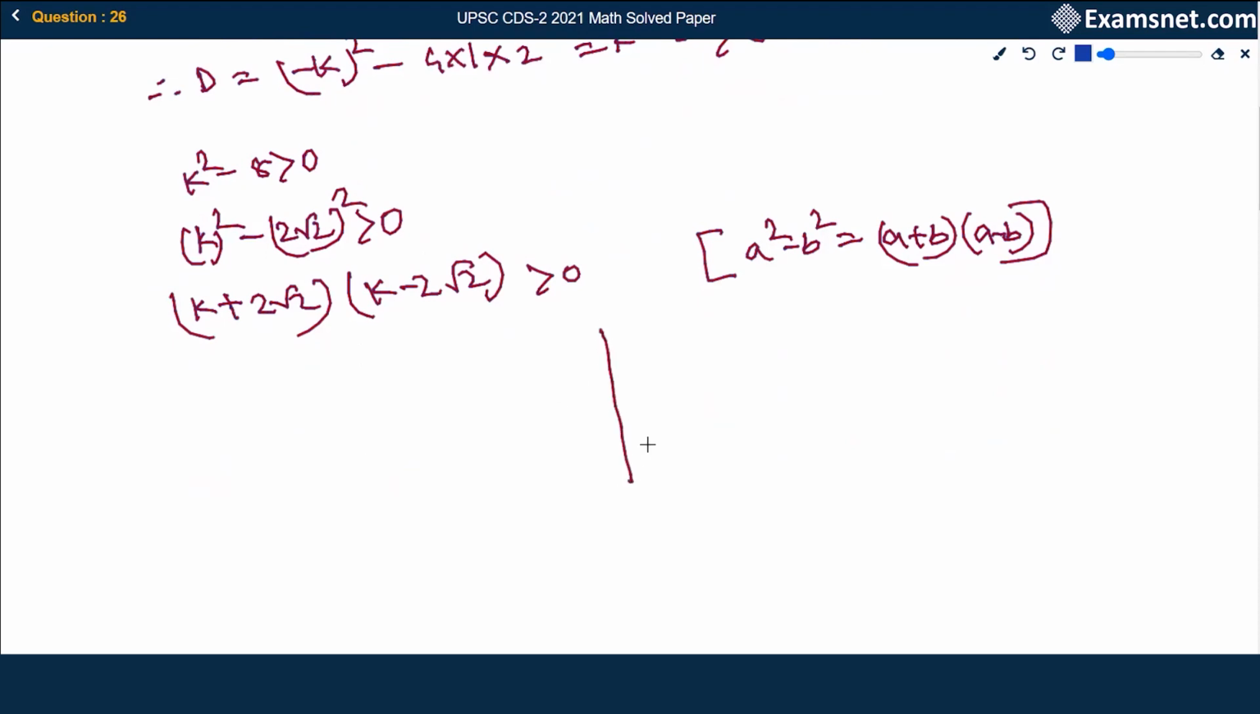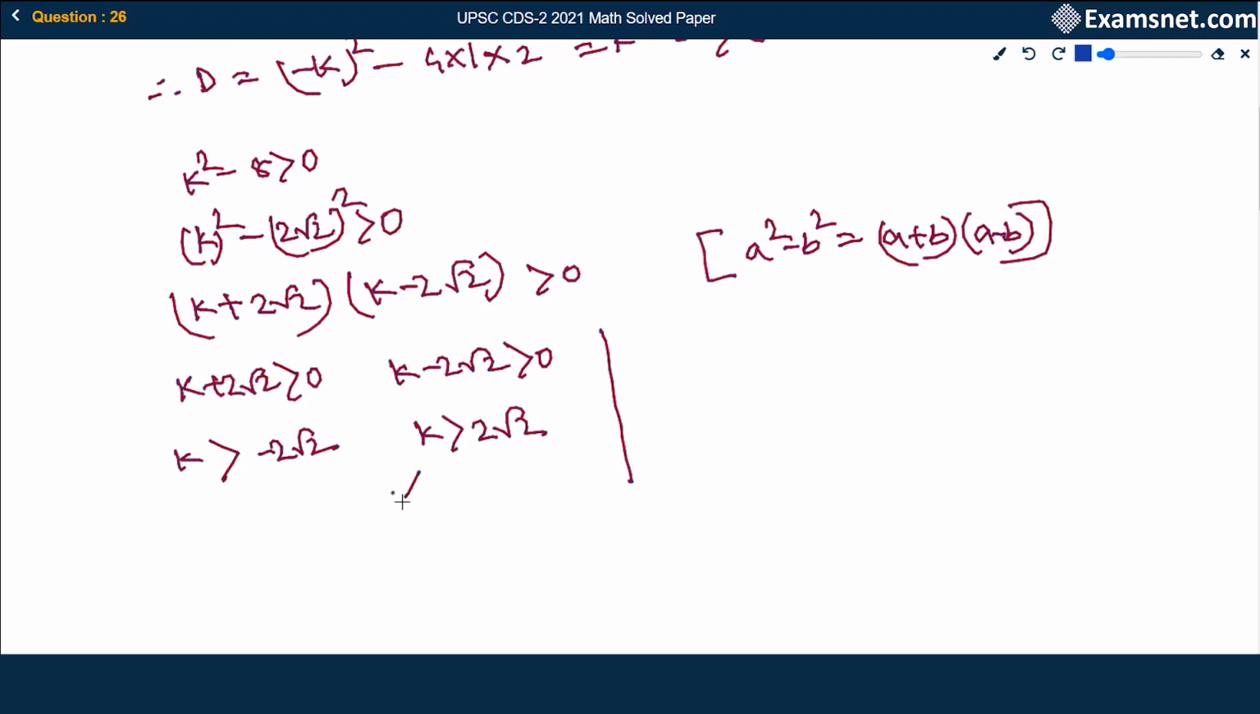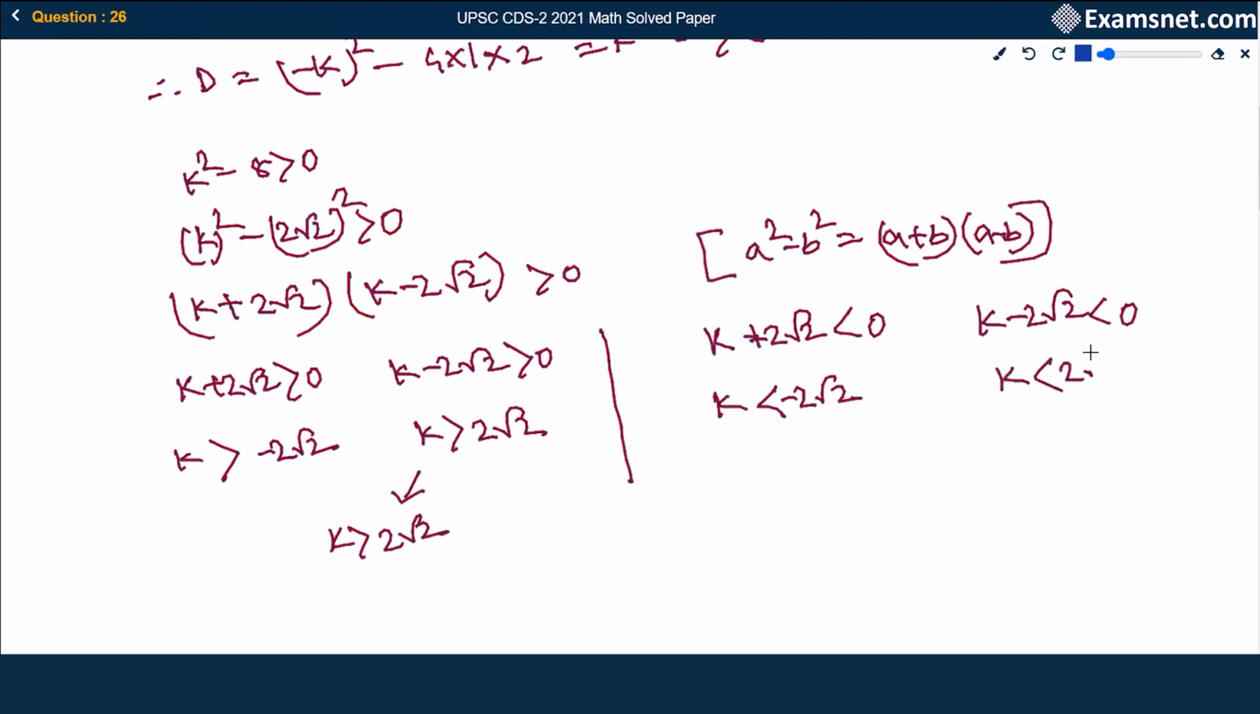So let's assume they both are positive. That means k plus 2 root 2 greater than 0 and k minus 2 root 2 greater than 0. So this will give us k greater than minus 2 root 2, k greater than 2 root 2. Obviously, if k is greater than 2 root 2, that will be greater than any negative number. So from here we can finally take that k is greater than 2 root 2. Now if they both are of negative sign, k minus 2 root 2 less than 0, that means k less than minus 2 root 2 and k less than 2 root 2.